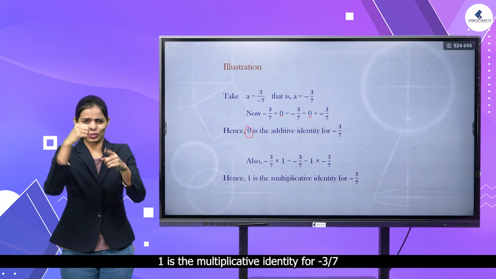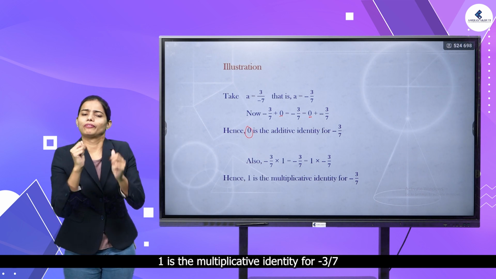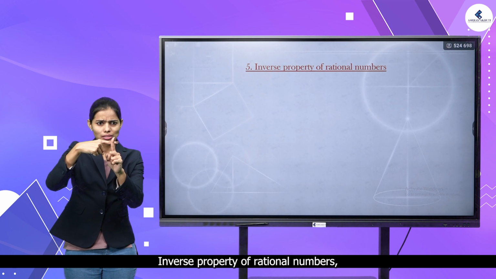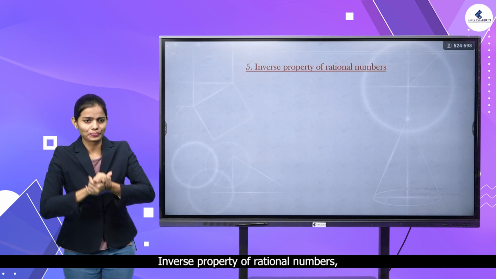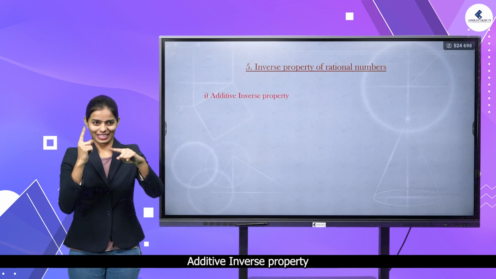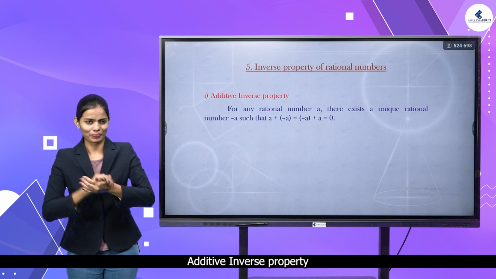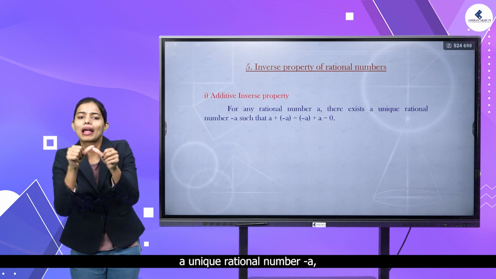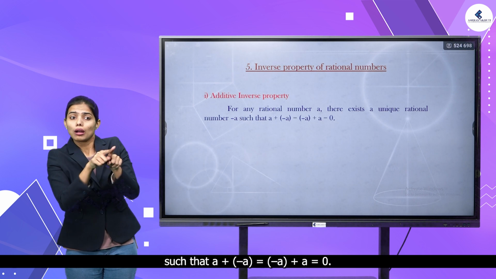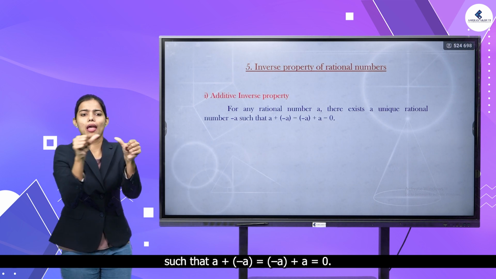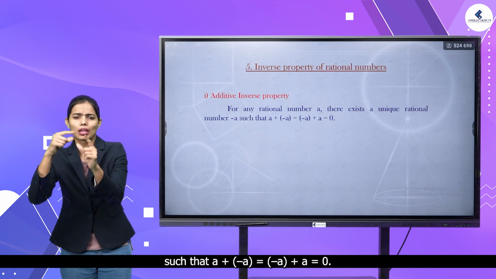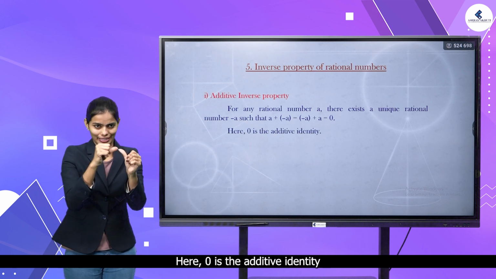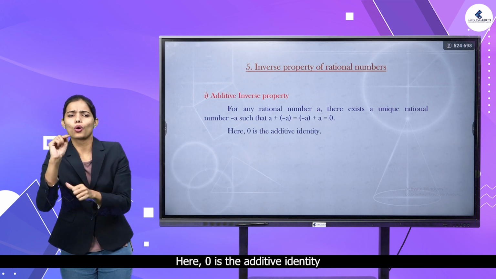Hence, 1 is the multiplicative identity for minus 3 by 7. Inverse property of rational numbers. Additive inverse property. For any rational number a, there exists a unique rational number minus a, such that a plus minus a is equal to minus a plus a is equal to 0. Here, 0 is the additive identity.